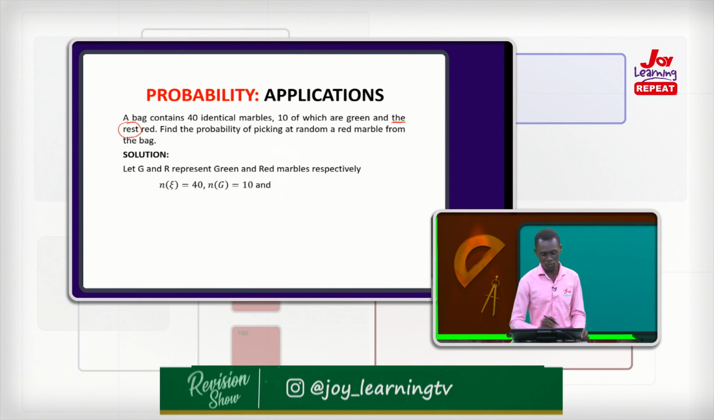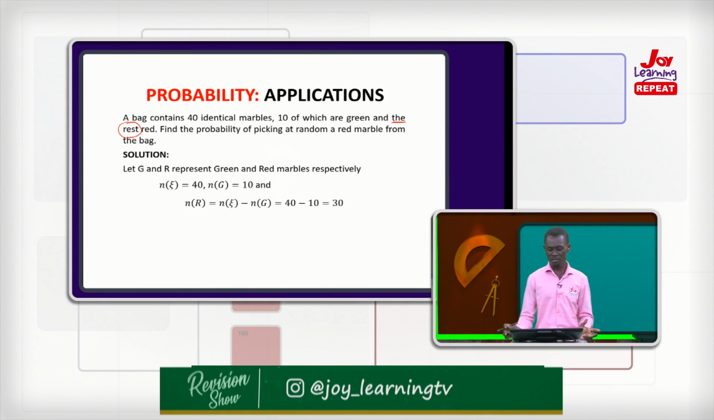So if that is true, and it is, I have used the Greek alphabet psi as my universal set, 40. And the number of green balls is 10. And there are only two types of marbles, green and red. So green marbles plus red marbles equals the total number of marbles. If I have the total as 40, then the number of red marbles must be 40 minus 10. Like Daniel says, and I agree with him, we have 30.